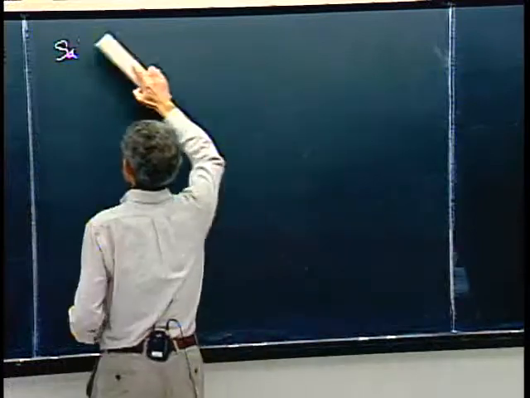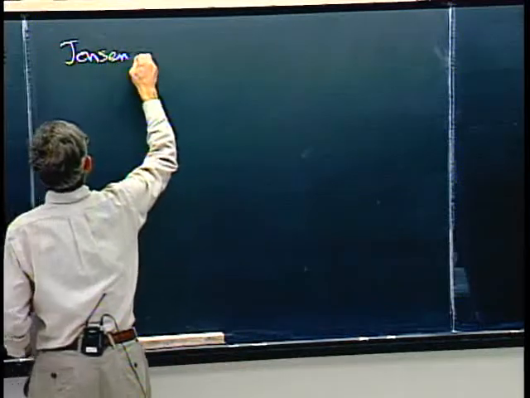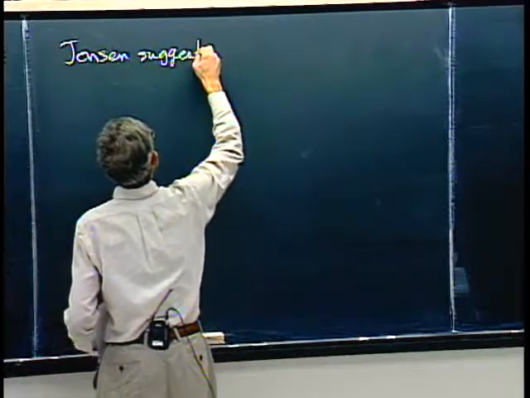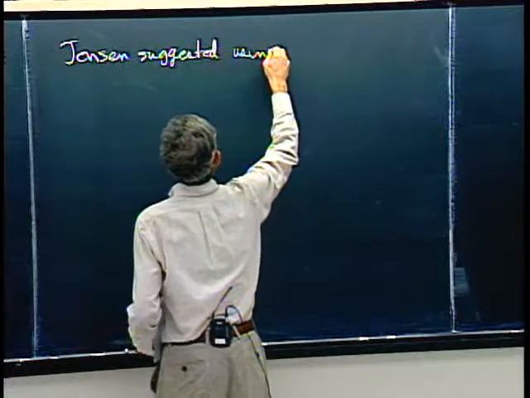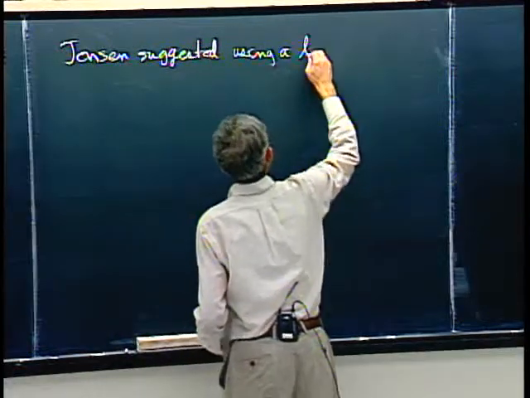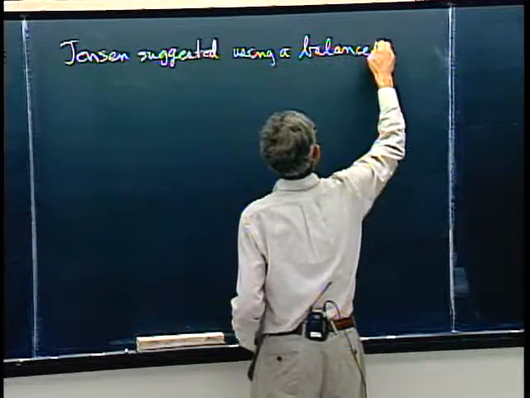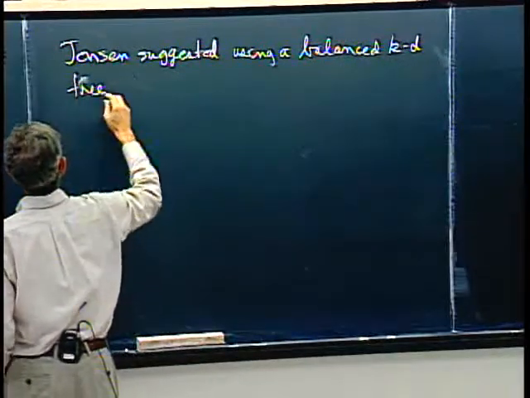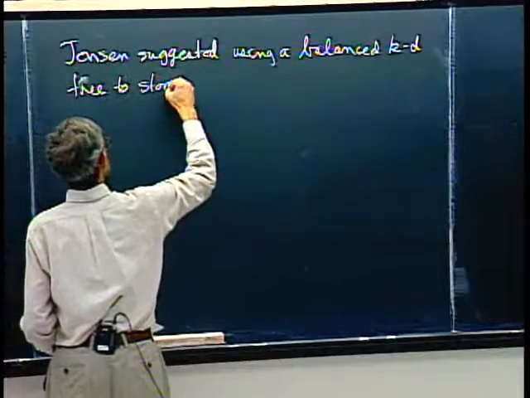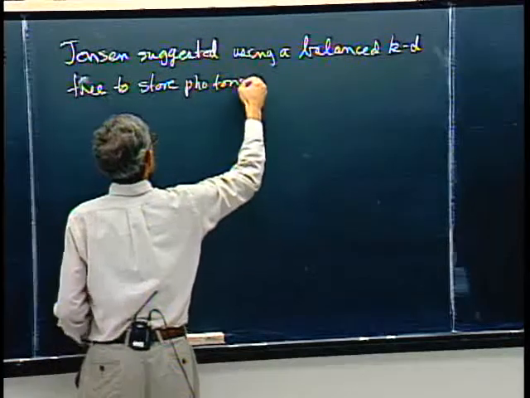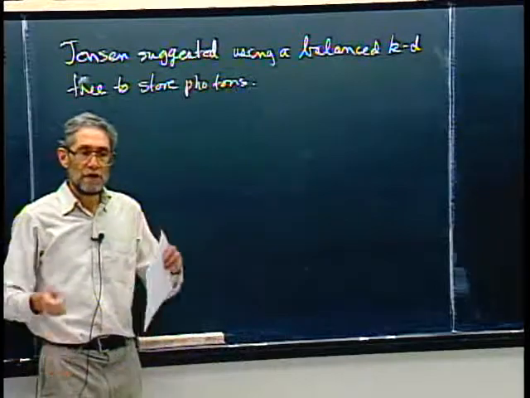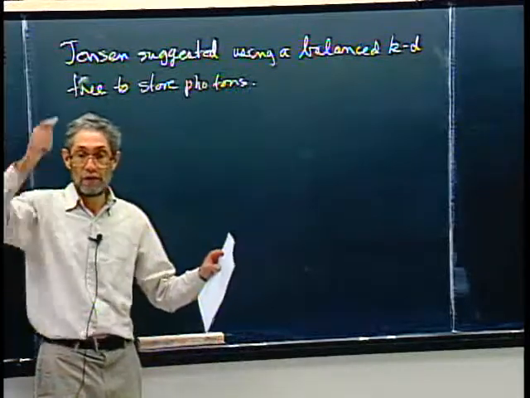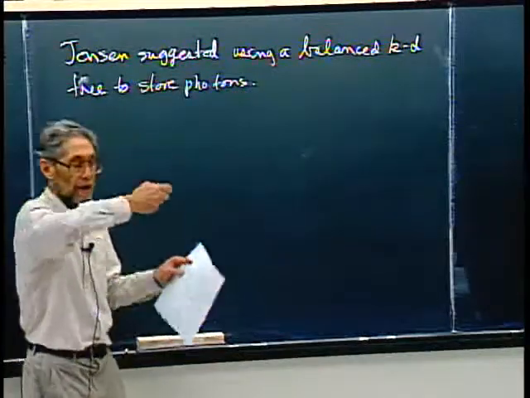The photon mapping idea was first published by Henrik Wann Jensen, and he suggested using a balanced KD tree to store the photons. So it's like an octree, except it's a binary tree. It's first divided in X, and then in Y, and then in Z.